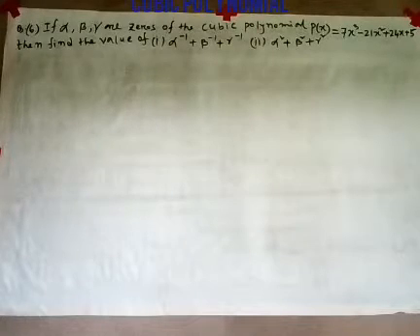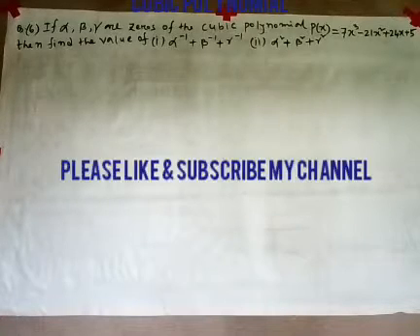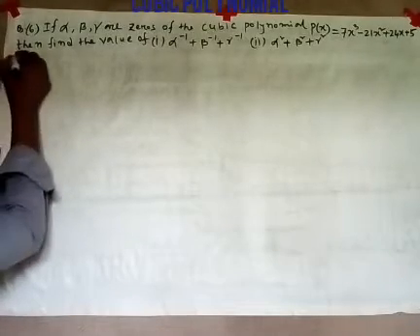So this is the question: if alpha, beta, gamma are zeros of the cubic polynomial p(x) equal to 7x cube minus 21x square plus 24x plus 5, then find the value of (i) alpha inverse plus beta inverse plus gamma inverse, (ii) alpha square plus beta square plus gamma square. So let's start the solution.